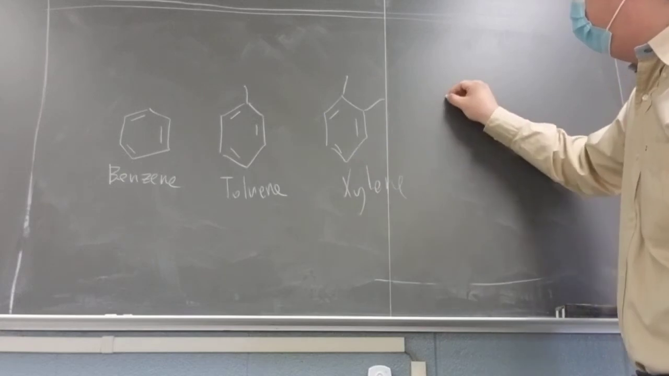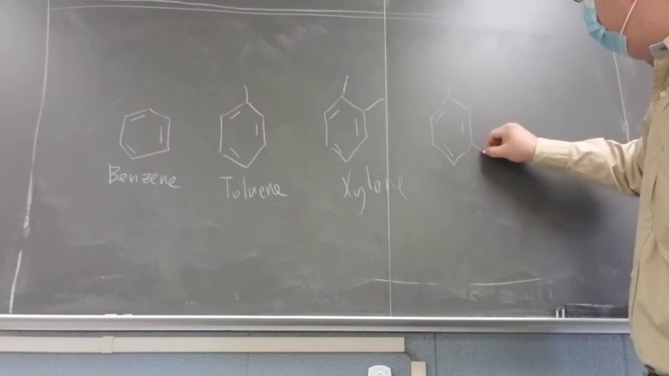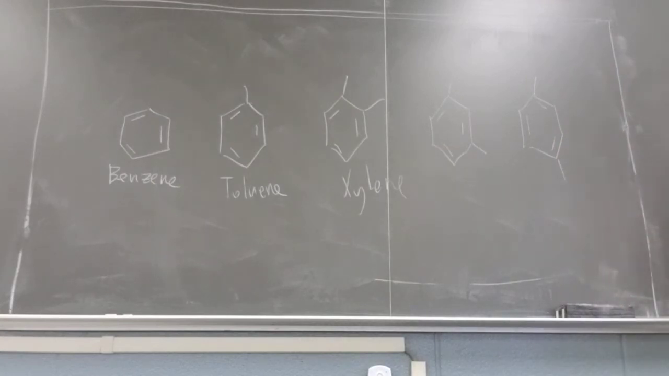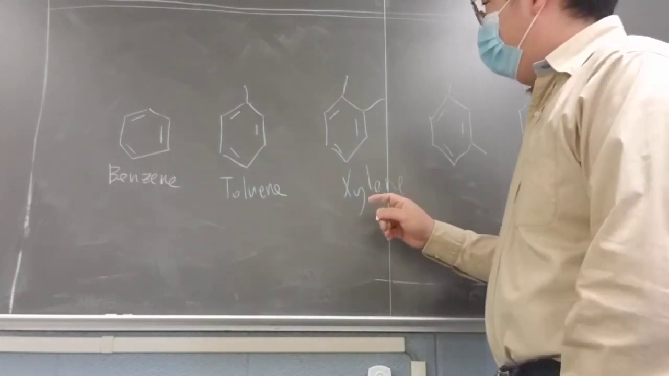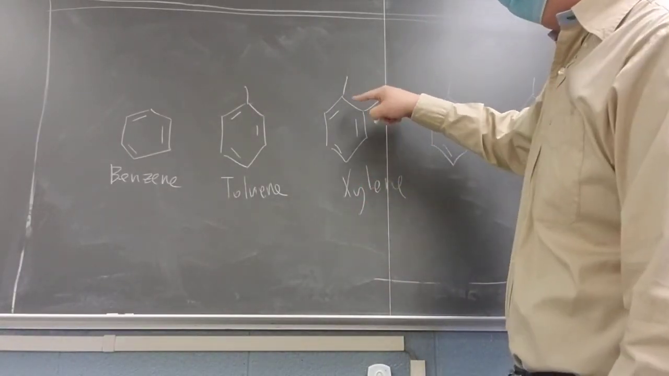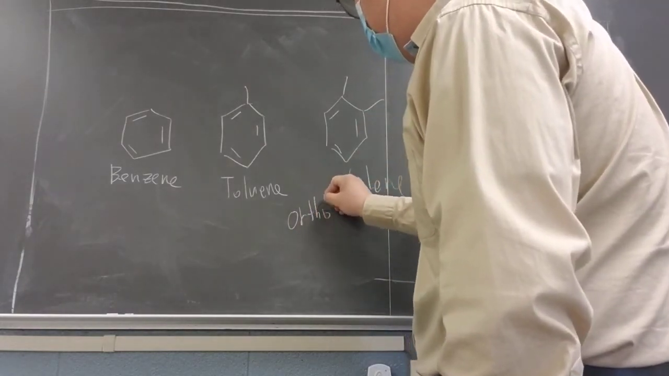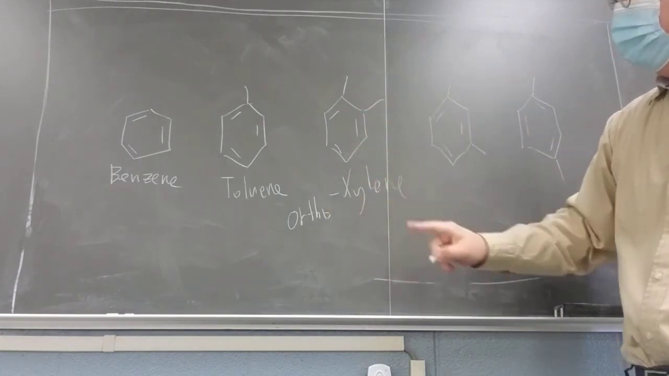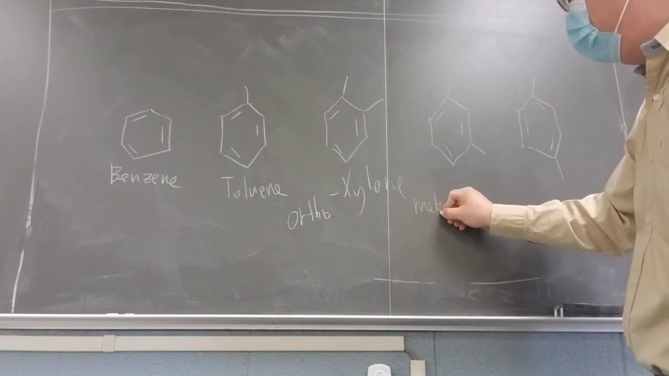If there are two, you can put them here, or here to here, or here to here. There are just three possible ways to do it, right? If you have two, there's 1, 2, and 3. If they are right next to each other, 1, 2, this is what we call the ortho position, ortho xylene. If it is somewhere in between, it's what we call meta xylene.